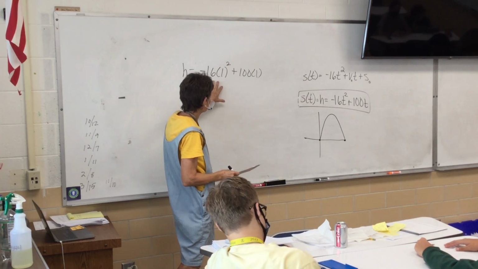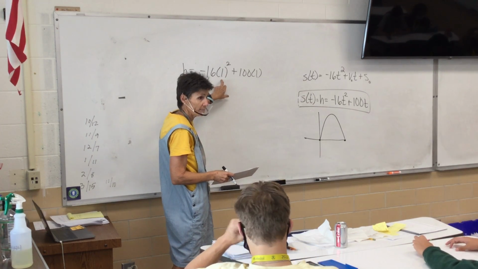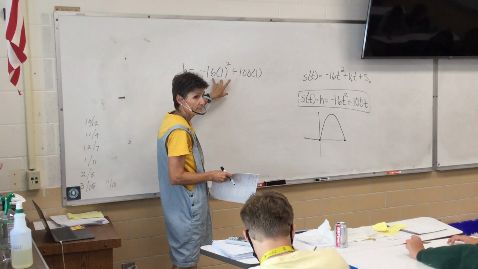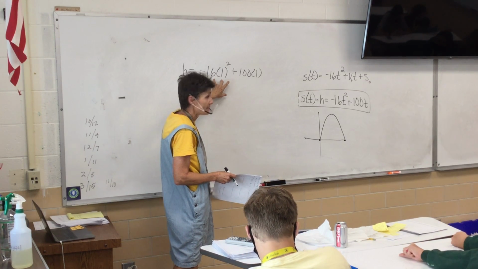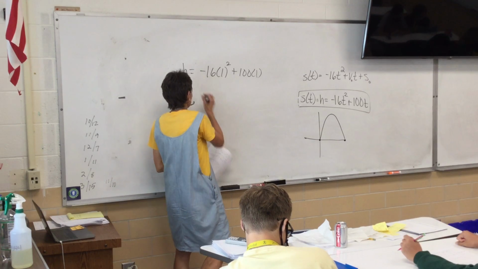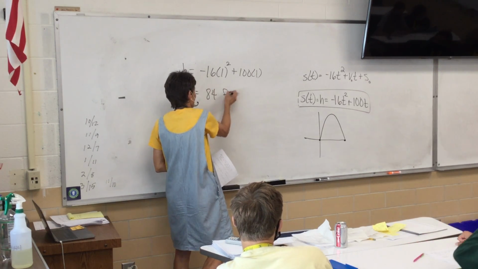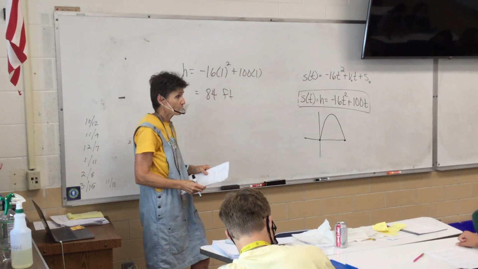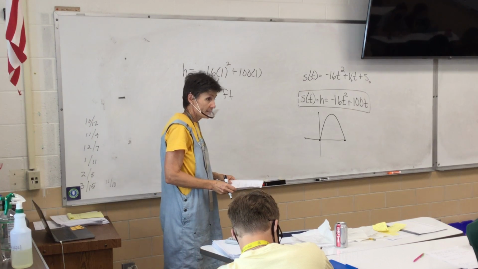Just be careful here. You square 1 times -16. I think that's 84. How high is the ball after 1 second? 84 feet.